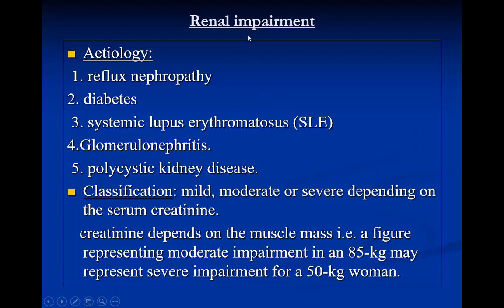We will shift to another part of renal disease in pregnancy, which is renal impairment. The etiology may be due to reflux nephropathy, diabetes, systemic lupus erythematosus, glomerulonephritis, or polycystic kidney disease. We classify them into mild, moderate, and severe depending on the serum creatinine level. But the serum creatinine level also depends on muscle mass. A figure representing moderate impairment in an 85 kg male represents severe impairment in a 50 kg woman.